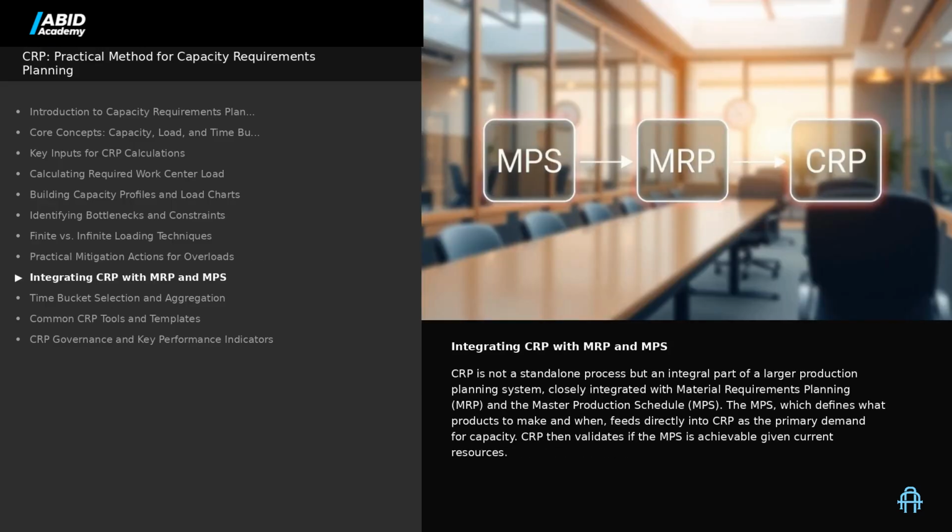Integrating CRP with MRP and MPS. CRP is not a standalone process, but an integral part of a larger production planning system. It is closely integrated with material requirements planning, MRP, and the Master Production Schedule, MPS. The MPS, which defines what products to make and when, feeds directly into CRP as the primary demand for capacity. CRP then validates if the MPS is achievable given current resources.